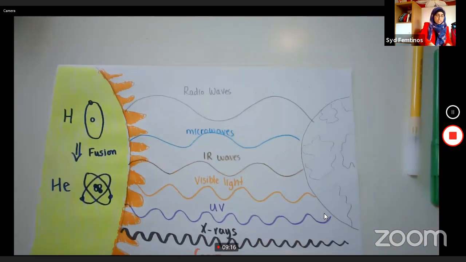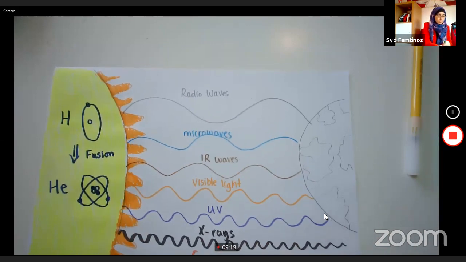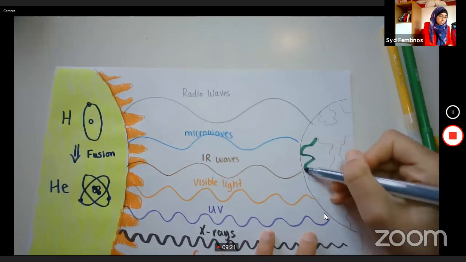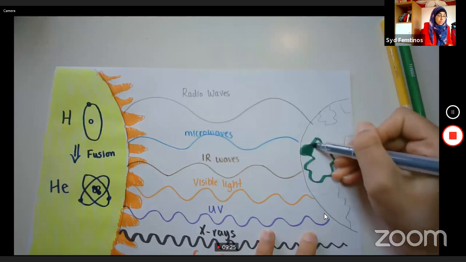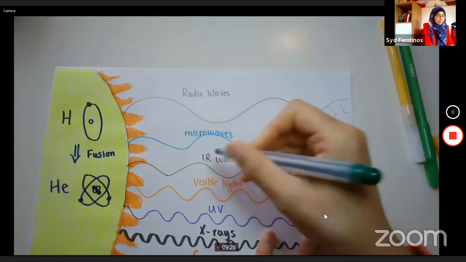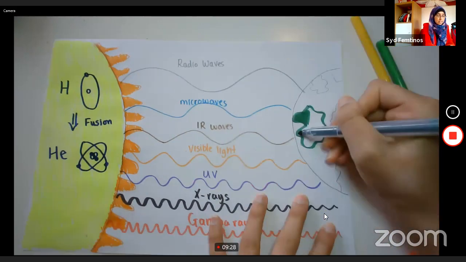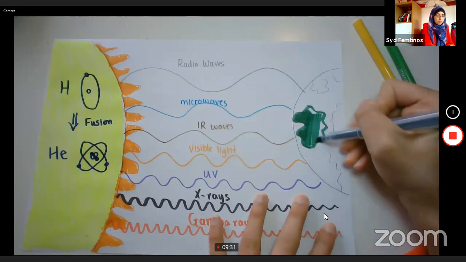So here, I'm going to color in the land first of all. Let's color in our land. So all of these rays are coming towards us. They're going through space and they're coming towards our planet. Now, what happens when they reach our planet?